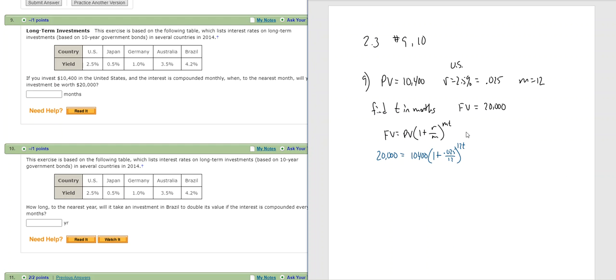Okay, now anytime we're solving for a variable in the exponent, we're going to use logarithms, and that's why this problem is in this section, right? Finding when. So our first step is to isolate the exponential part. So let's just divide everything by that 10,400.